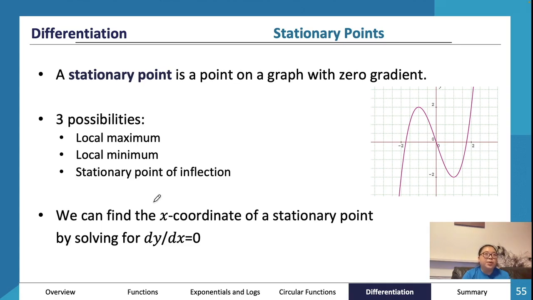There's 3 points at which we can get a stationary point, and these are turning points, so local mins and local maxes, and stationary points of inflection. So those are the 3 points that we can actually get a stationary point as. No other point on the graph will really be a stationary point.